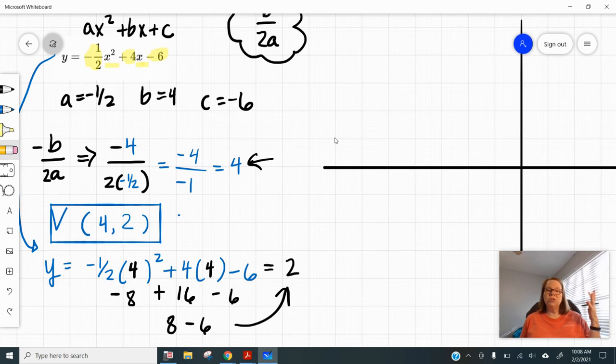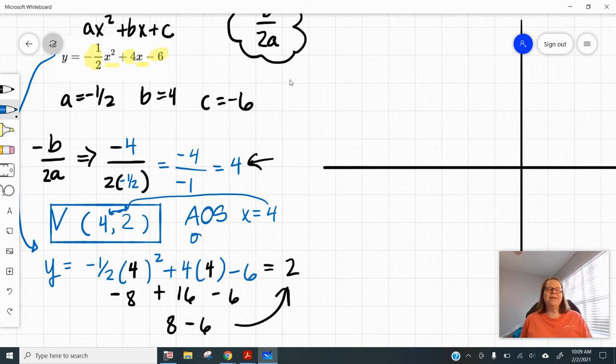For most classes, you're going to have to name the axis of symmetry. So AOS, axis of symmetry. And that's an X value because it's always going to have that symmetric line running vertically. So it's going to be at X equals whatever your X value was from your vertex.